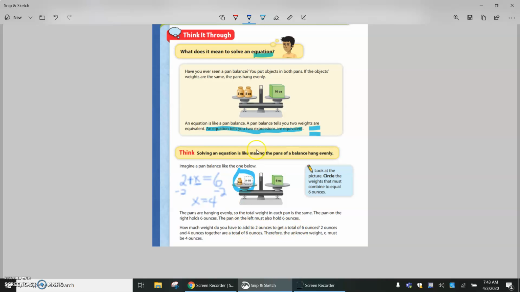See, so you did have to add. Right here, it says, even if you didn't know that's what you were doing, it's telling you to do it right here. To get a total of 6 ounces, 2 ounces and 4 ounces together are a total of 6 ounces. Therefore, the unknown weight of x must be 4 ounces.